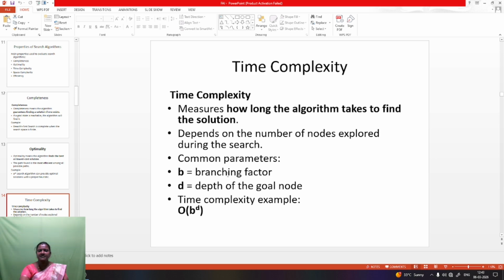Finally, time complexity measures how long the algorithm takes to find the solution. It depends on the number of nodes explored during the search. Here B represents branching factor and D represents depth of the goal node. Branching factor means the number of children a parent node has. Depth of the goal node means the level of the search tree. Here the formula for time complexity is O of B power D.